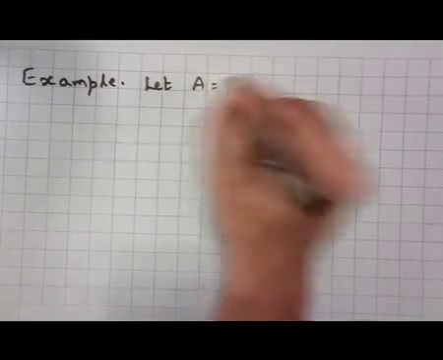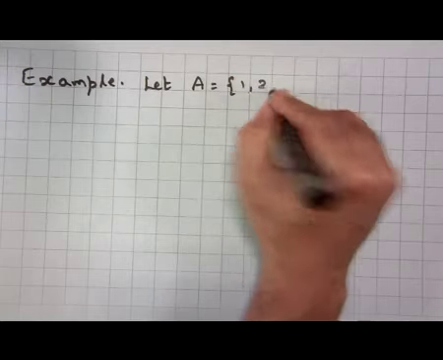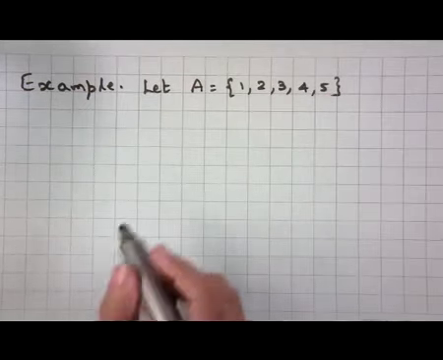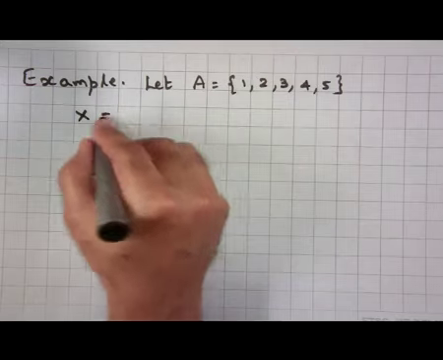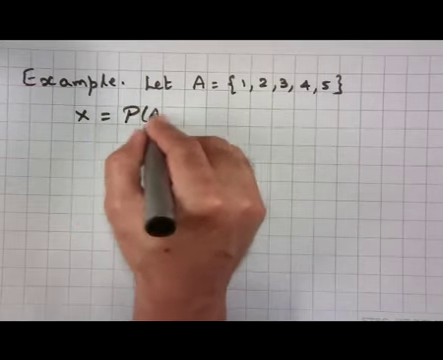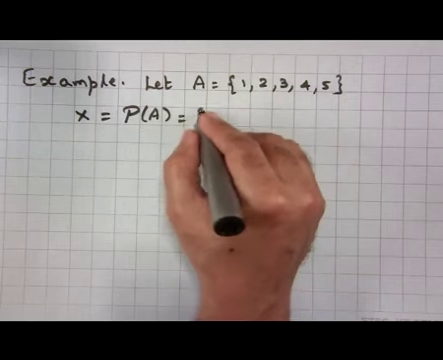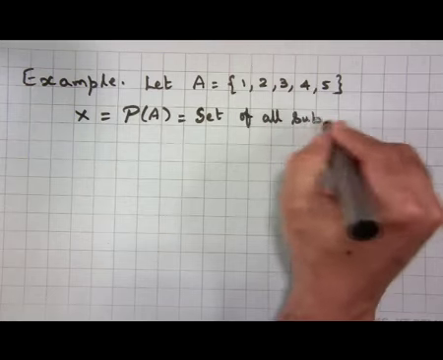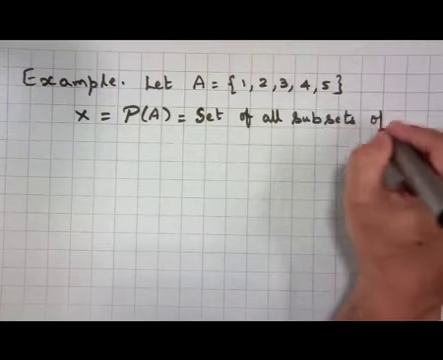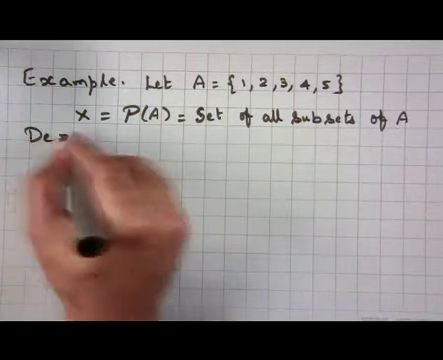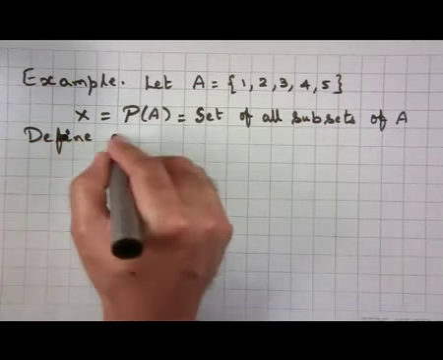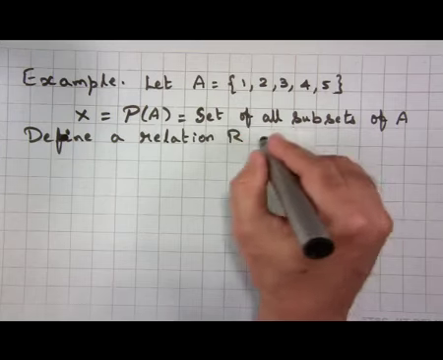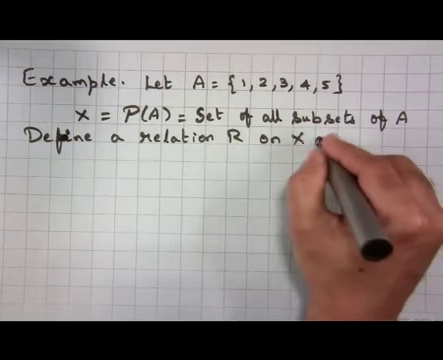Let A equal to {1, 2, 3, 4, 5}, and let me choose X as the power set of A. This is the set of all subsets of A. Define a relation R on X as follows.